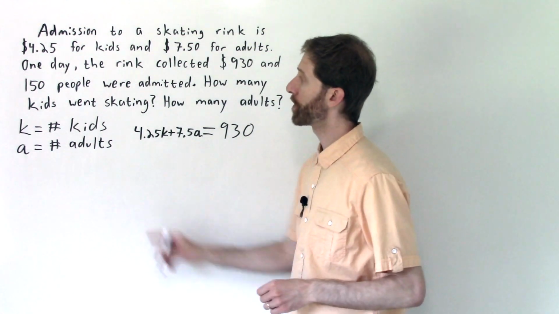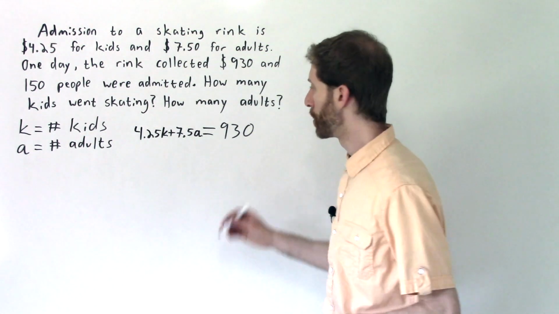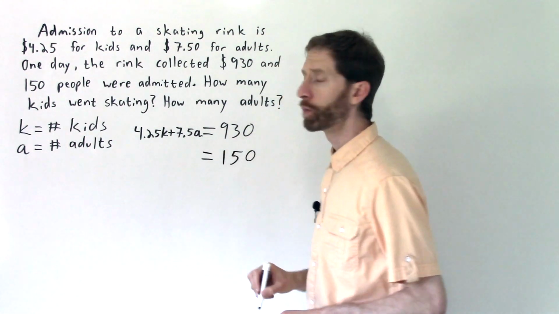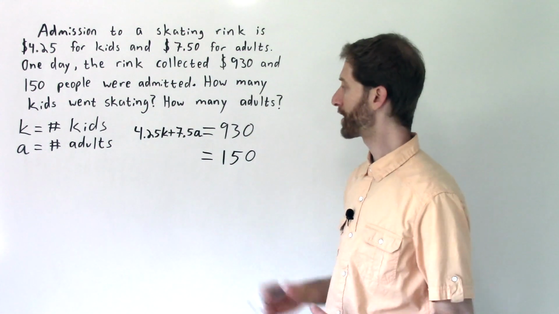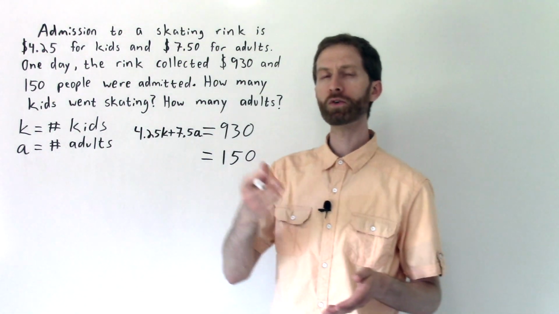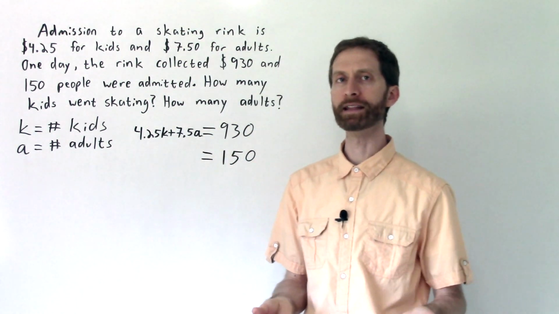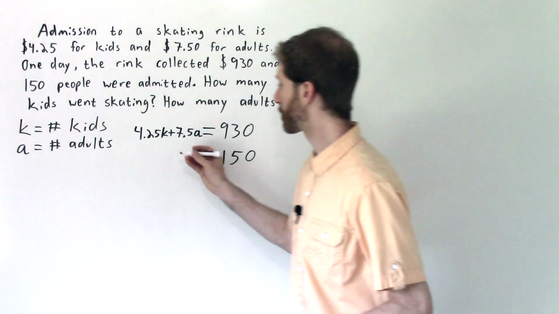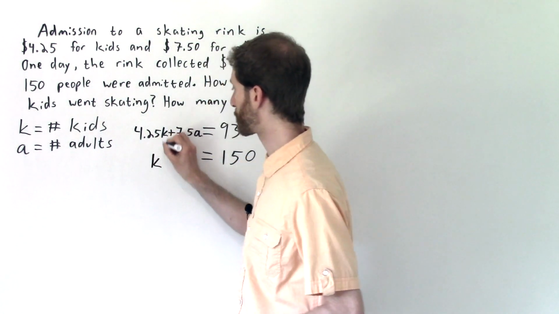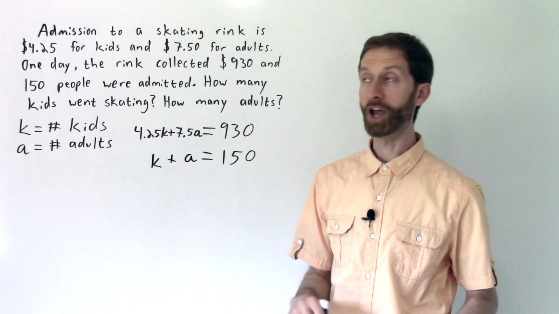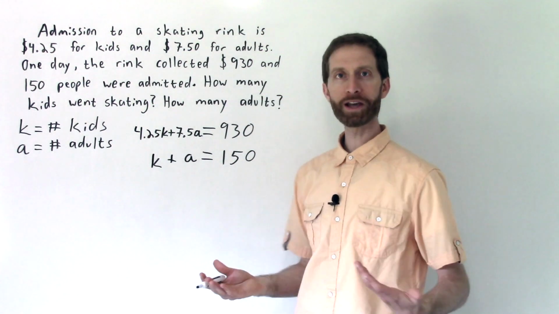The next equation, though, has to do with the total number of people, which is equal to 150. Now from here, we need to think of an expression on the left side that will give us a total of 150. Well, if you take the total number of adults and the total number of kids and you add them together, that would give you the total of 150. So we would have kids, and I'll do K first because it lines up with the K, plus a number of adults, and that will give us 150. We have a system of equations.